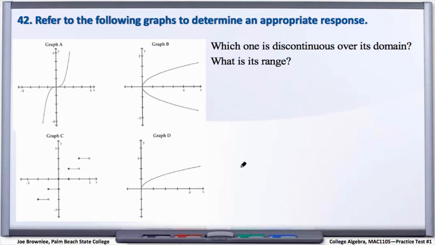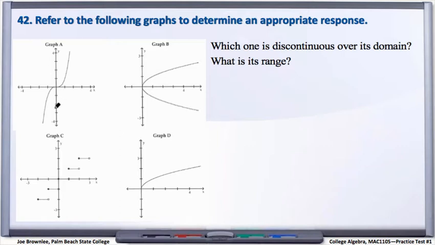All right, number 42. Refer to the following graphs to determine an appropriate response. Which one is discontinuous over its domain, and what is its range? Simply put, to be continuous, you have to be able to draw a graph without lifting up your pen or pencil from the paper. If you have to lift up your pen or pencil in order to draw the graph from one point to the next, then it is discontinuous.